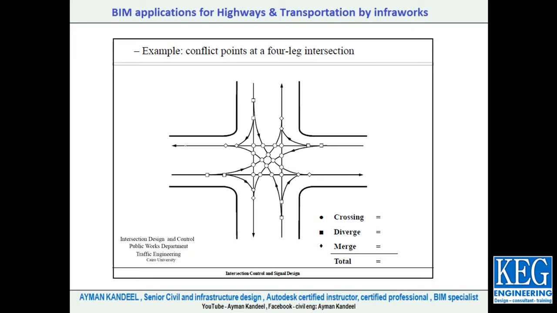We have this symbol and this symbol and this one. Okay, this one is for merging, the point of merging. So at this location we are going to merge between the left turn at this location and the right turn from this direction. They will merge at this point. So this is the merging point.